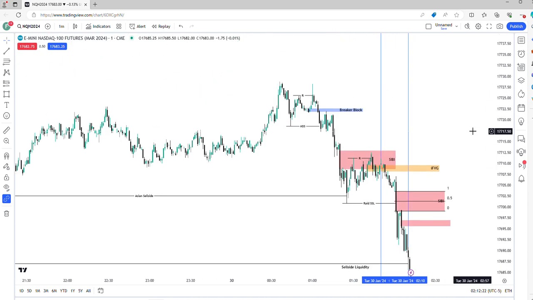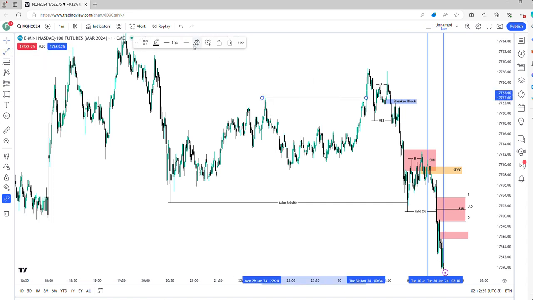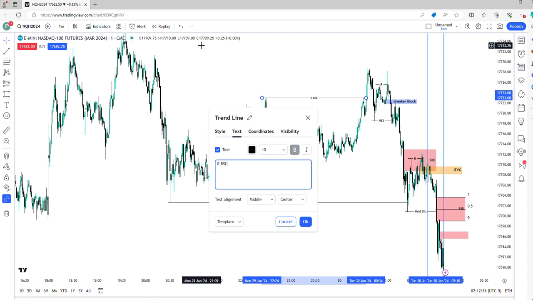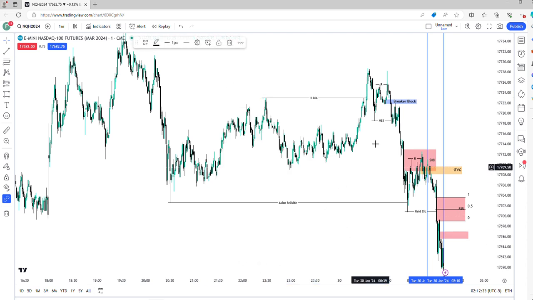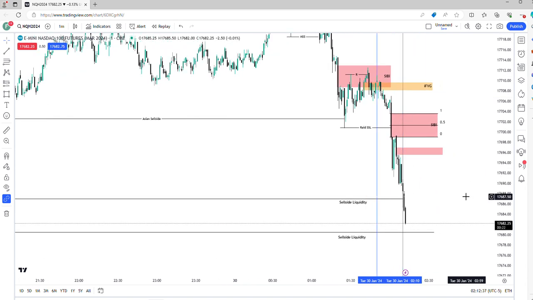So again, that's kind of the tape read of what's happened here. A bit earlier, we took out this level of buy side liquidity. So the rate of buy side liquidity, we've had our shift and everything. So at the moment, we're just kind of watching price action. There's a lot of waiting going on here.